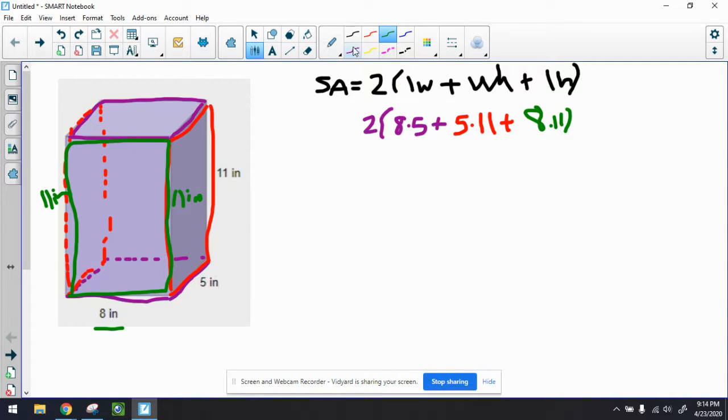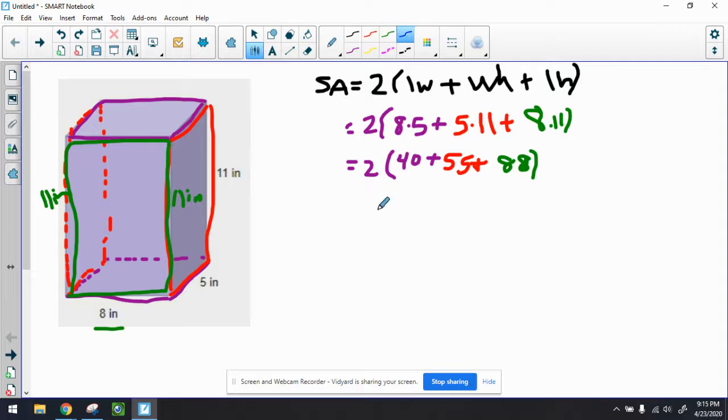Now we just have to simplify all of these parts. So we will have 2 times, and we have to do the order of operations, so we do all this stuff inside first. So 8 times 5 was 40. The 5 times 11 is 55. And 8 times 11 is 88. If we'd like, we can use a calculator to help us figure that out.